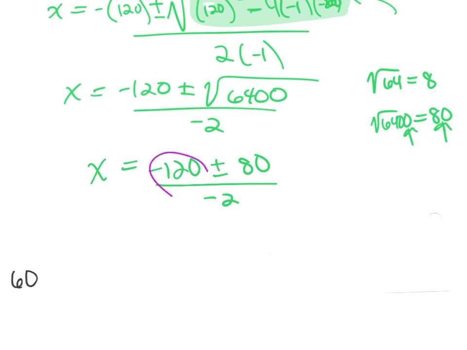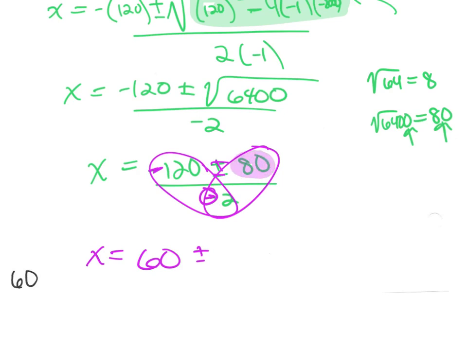And again, I'm going to use my heart method. x equals negative 120 over negative 2, which is positive 60, plus or minus. Guys, it doesn't matter what sign this is here because it's plus and minus anyway. So 80 over 2 is 40.